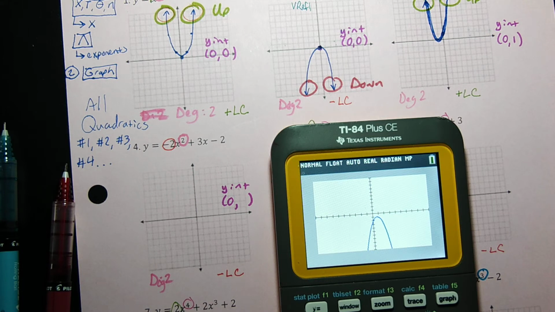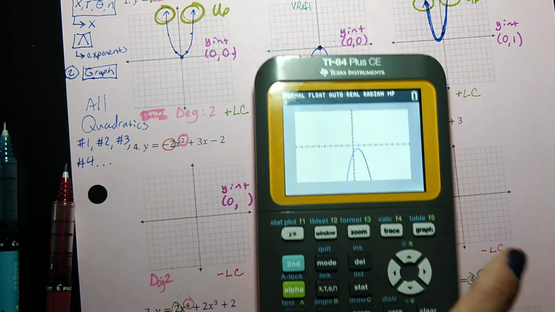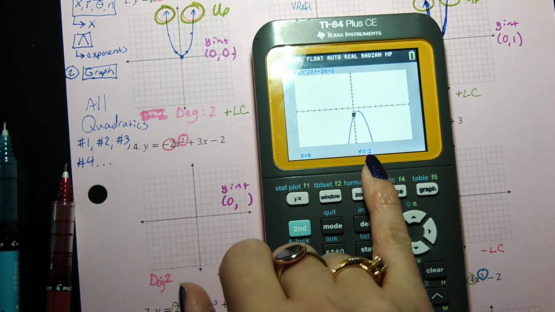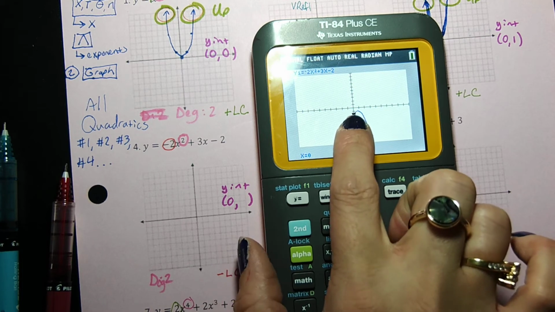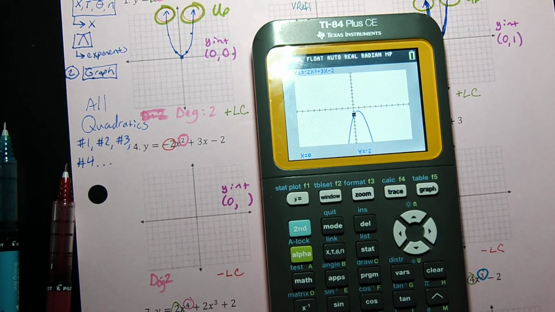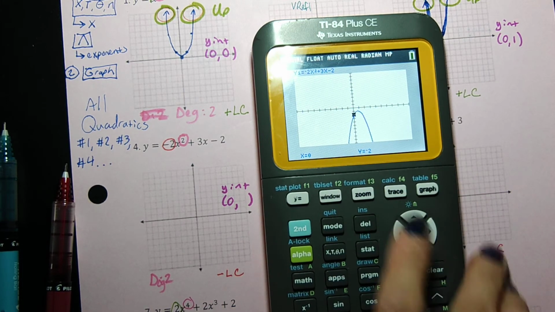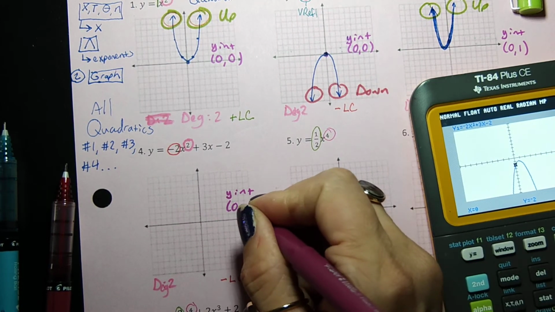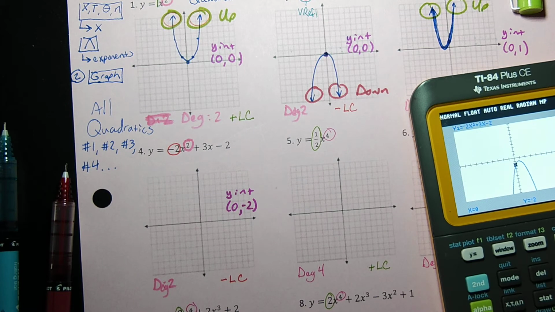Is anybody not seeing that graph? I'm here to help troubleshoot all calculator problems. So, where is our y-intercept? I hit my trace button. It's at 0, negative 2, and I can tell it's at tick mark negative 2 on my graph. So 0, negative 2. Is anybody correct with their prediction?